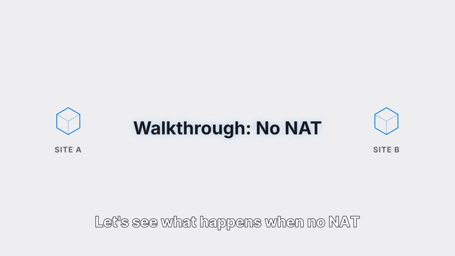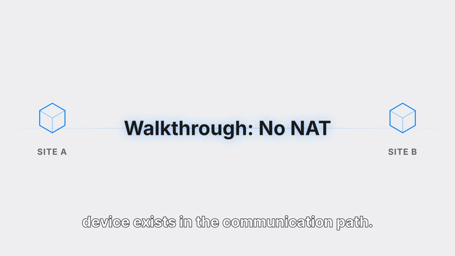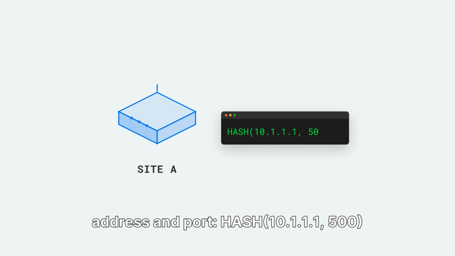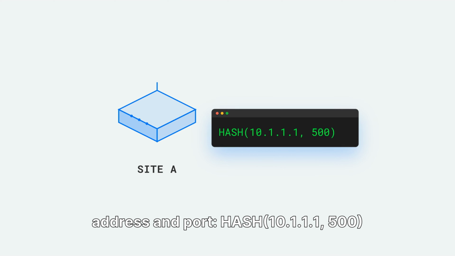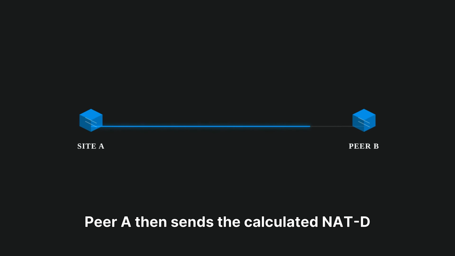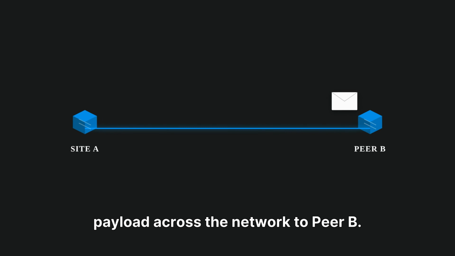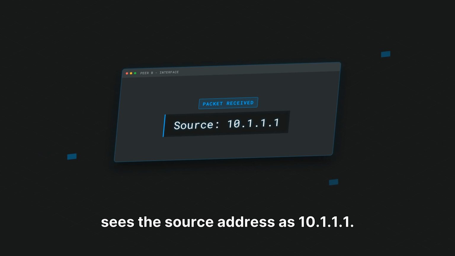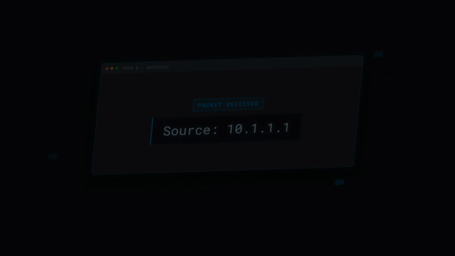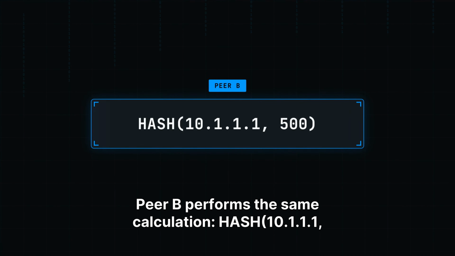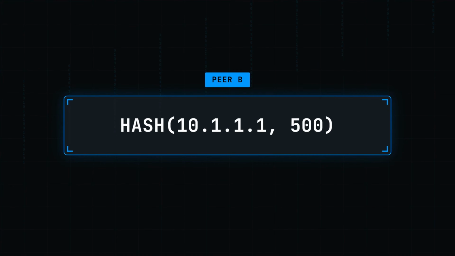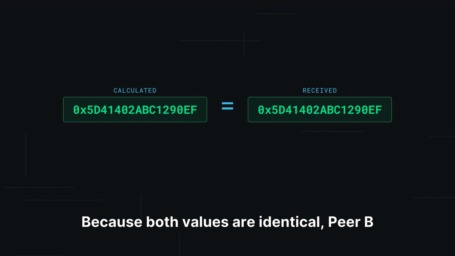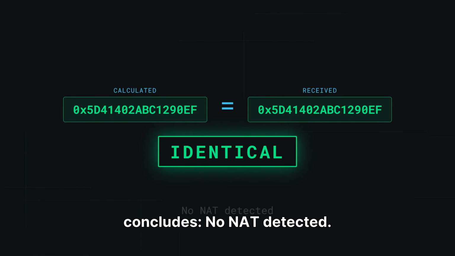Let's see what happens when no NAT device exists in the communication path. Peer A calculates a hash using its address and port, hash of 10.1.1.1 and 500. Peer A then sends the calculated NAT-D payload across the network to peer B. When peer B receives the packet, it sees the source address as 10.1.1.1. Peer B performs the same calculation, hash of 10.1.1.1 and 500. The calculated hash matches the received hash. Because both values are identical, peer B concludes no NAT detected.